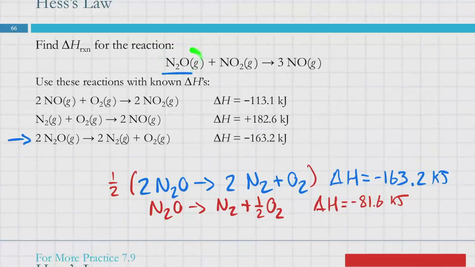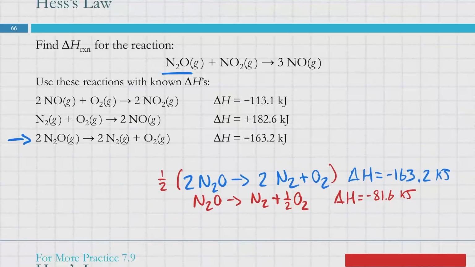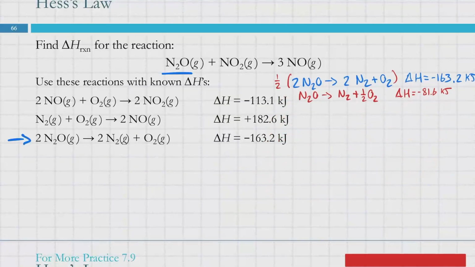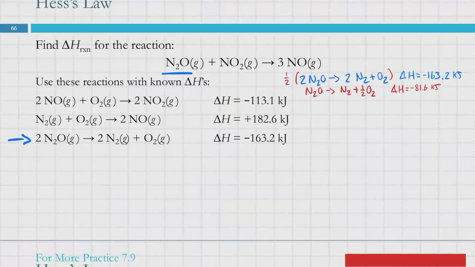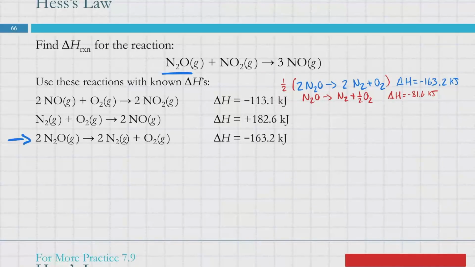Okay, so we've got this part, we've got the N2O part lined up. We've got that ready to go. And to save space, I'm going to shrink that and set it aside. Okay, so we've got the N2O figured out. We've got that part solved. We also need NO2. Which of our reactions, the first, second, or third one, has NO2 in it?